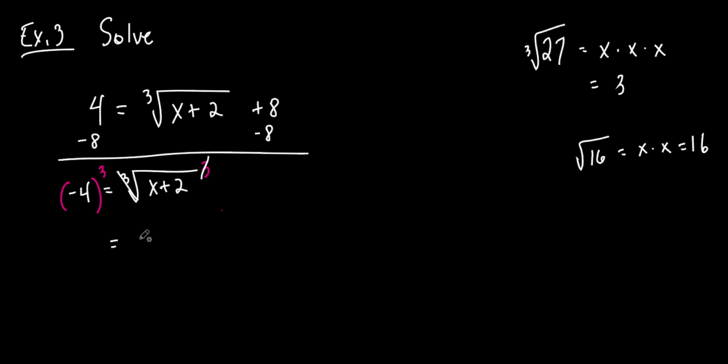So what do we have left on the right-hand side? Just an x plus 2. So that was nice, wasn't it? But we've got to cube this side. So what is that? It's negative 4 times negative 4 times negative 4. It's going to, first of all, what's the sign going to be? It's going to be negative, isn't it?